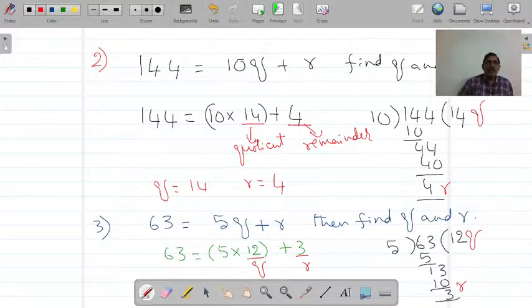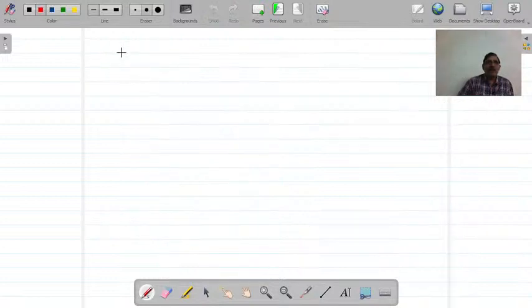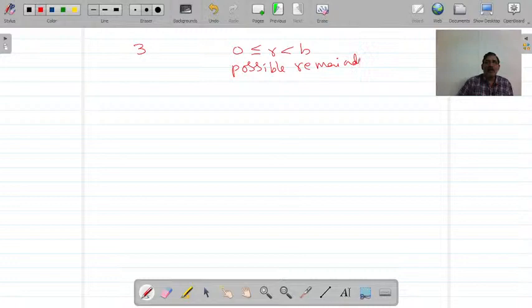Now okay, related to this there are some other problems, right? The next thing is for example, if Q is the quotient and R is the remainder, divisor is 3. We know that for divisor 3, 0 is less than or equal to R less than B, means the possible remainders are, what are the possible remainders here? You see 0 less than or equal to R less than 3, means 0, 1, 2 are the possible remainders.